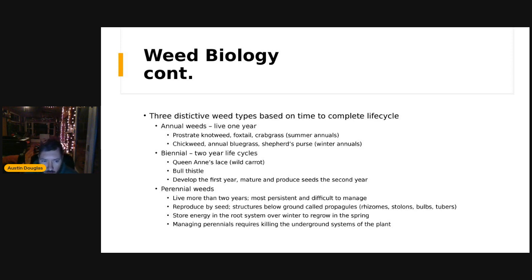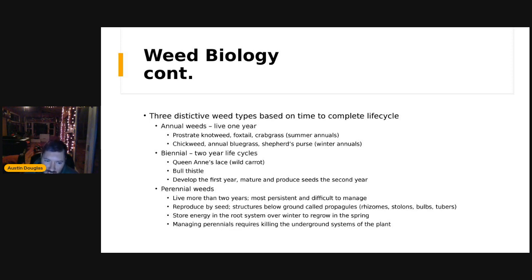Then we have a biennial, which has a life cycle that takes 2 years. Basically, the first year is just in development, and then the second year they reach seeds. Those are going to be your Queen Anne's lace, otherwise known as wild carrot, and your bull thistles. And then we have perennial weeds, which come back every year or more than 2 years. They're most persistent and difficult to manage. Yes and no. There's herbicides that can kill them quite well.